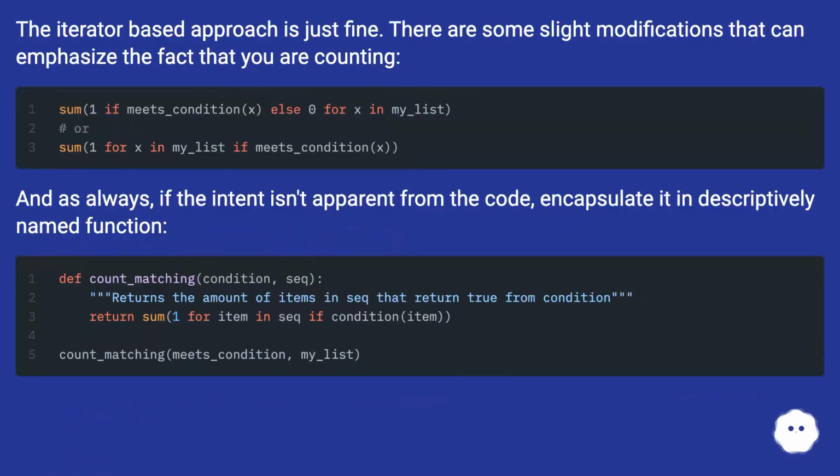The iterator-based approach is just fine. There are some slight modifications that can emphasize the fact that you are counting. And as always, if the intent isn't apparent from the code, encapsulate it in a descriptively named function.